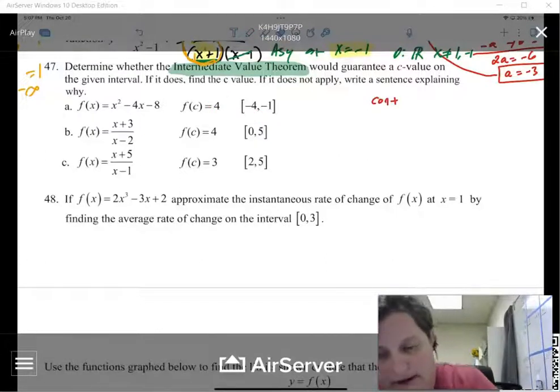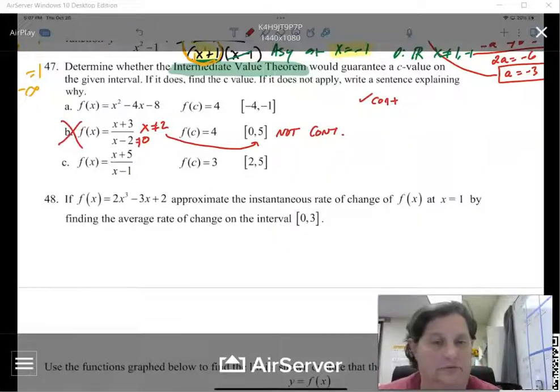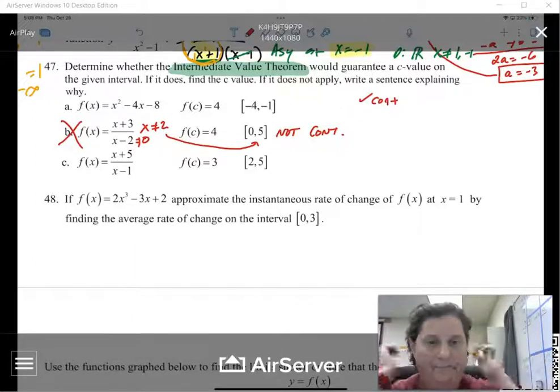Let's look at each one, okay? This is a polynomial. Polynomials are always continuous. So I'm going to say check, that one's continuous. All right, this one, let's see here. We know that the bottom cannot equal 0, so on part B, x can't be 2. Because 2 is in my interval, this one is not continuous. Therefore, I don't even have to do the problem. I just say it's not continuous.